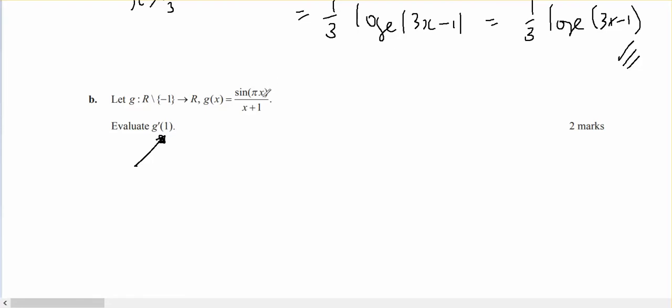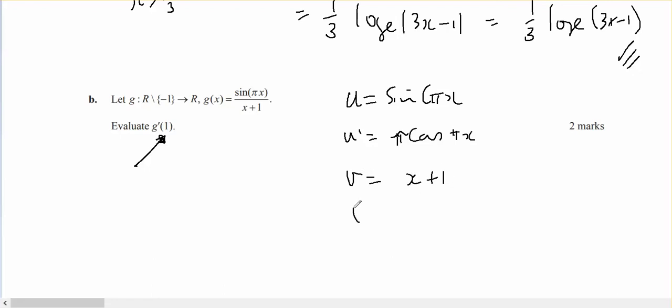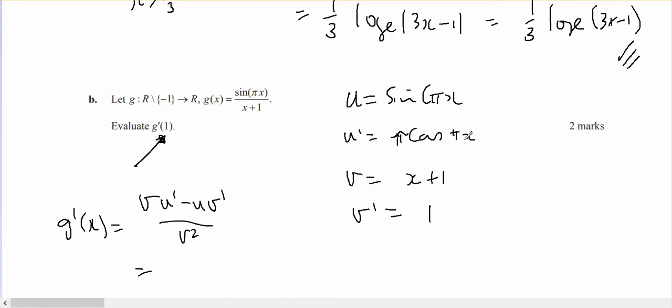I can see an x in the numerator and an x in the denominator, so I'm going to use the quotient rule. U equals the sine of pi x. Therefore, u dash will equal cos of pi x, and the derivative of the inside is pi. And v equals x plus 1, and v dash equals 1. So g dash of x is going to equal v u dash minus u v dash on v squared, and v is this and u dash is this.